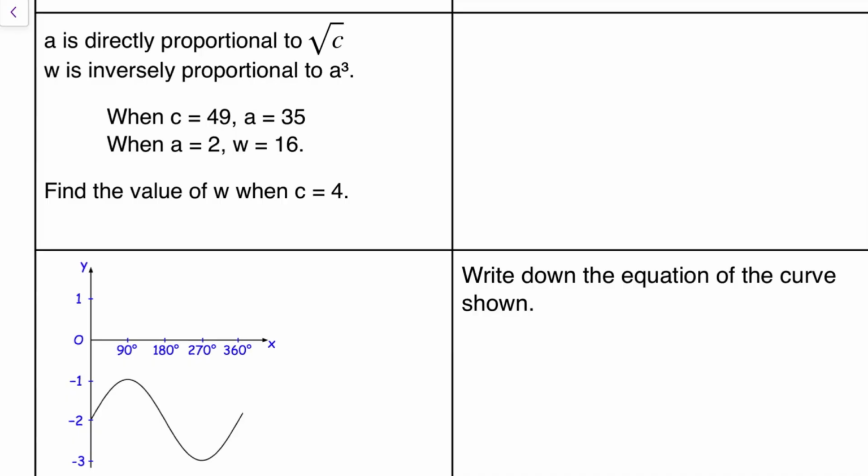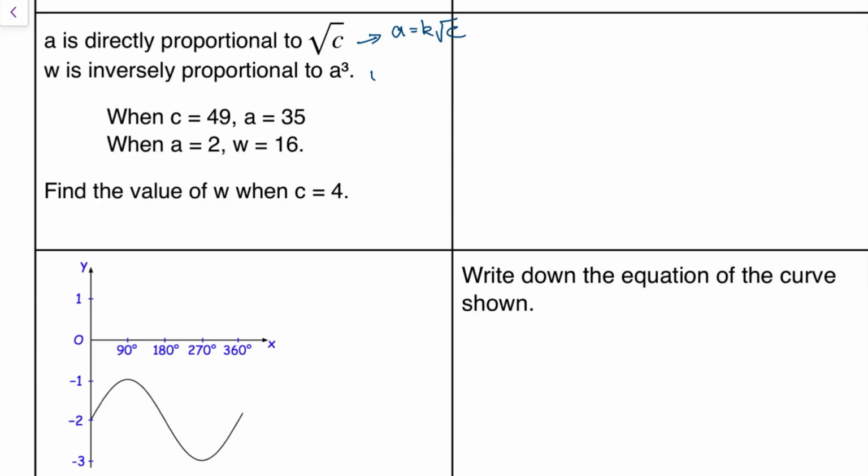Okay. There is a certain set of questions that students often don't like at all, but actually you're really just doing a very similar thing each time. This is what's known as a proportionality relationship. So I know that A is directly proportional to root C, which means I can say that A is equal to K times root C. So that is an equation that I've got set up.